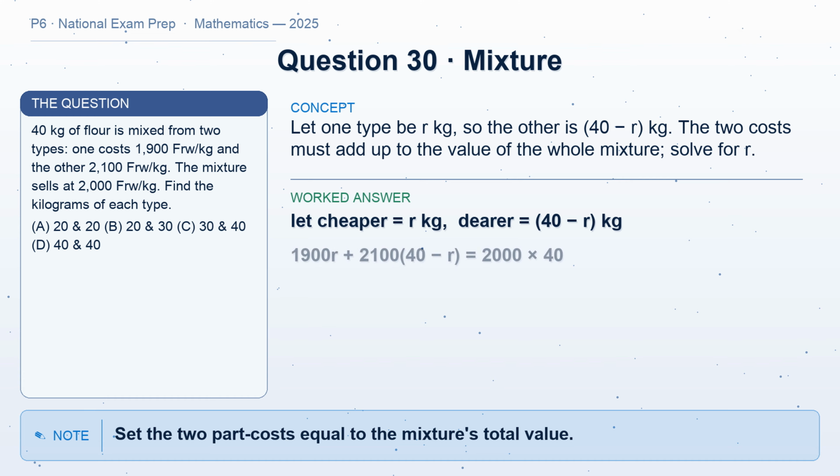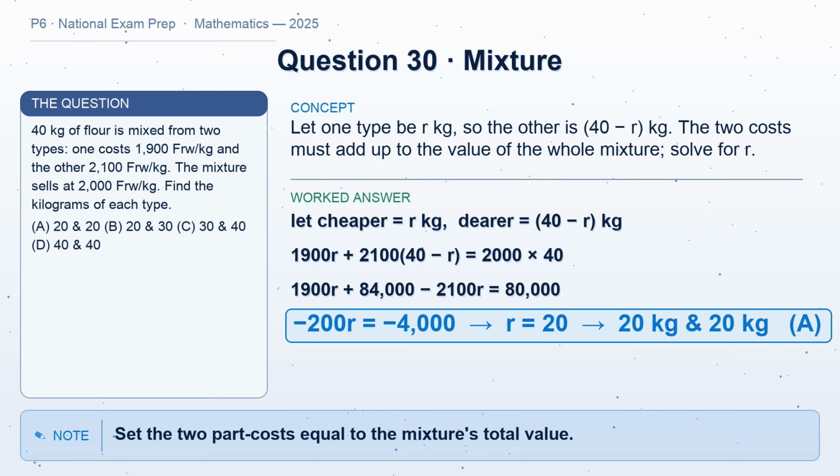The cost of both types added together must equal the total value of the whole mixture. So 1,900 R plus 2,100 times 40 minus R equals 2,000 times 40. Working this out, minus 200 R equals minus 4,000, so R is 20. That means 20 kilograms of each type. The answer is option A.